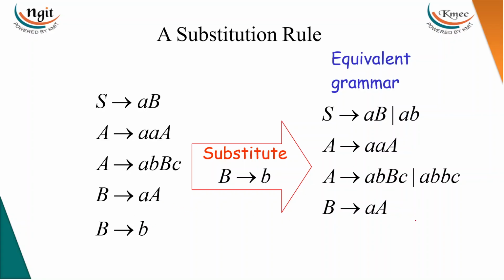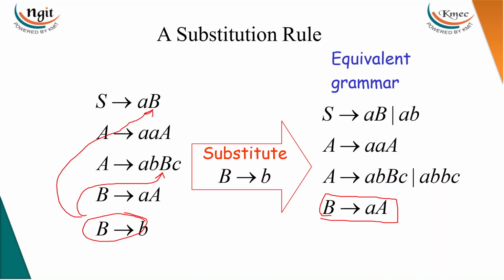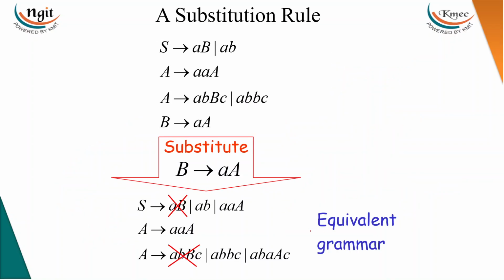Once we have this, the new B has only one production, and already we have two productions. The first production is already substituted in the appropriate places, so that we got the new productions like AB and ABBC. Now the B has only one production, and even that can be substituted again. Wherever you have the B, you substitute. So what will happen, guys? Listen here. S tends to AB, and we substitute B tends to AA. In place of B, you write AA.